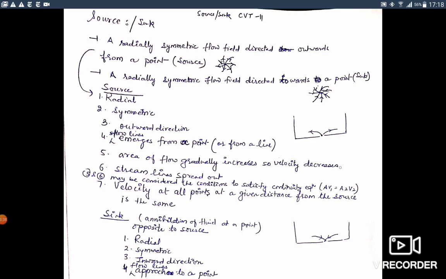Which law is used here? Here the mass conservation law is used, that if area is increasing, then velocity is decreasing. Next, streamlines spread out. You are seeing very well that streamlines spread out while the sink lines shrink.